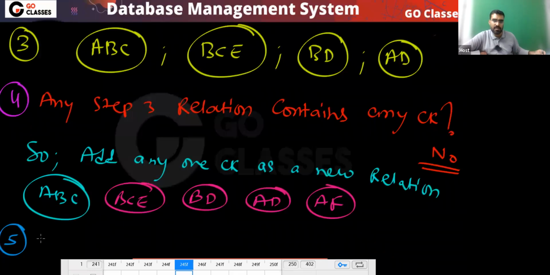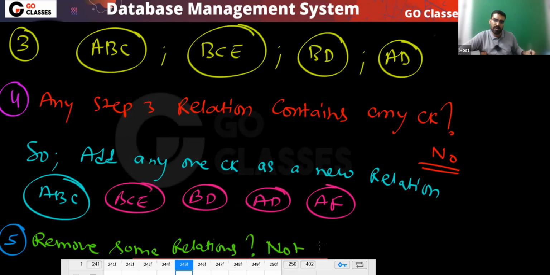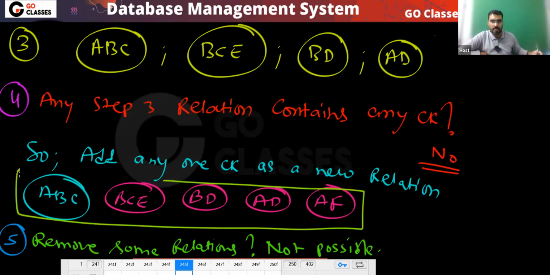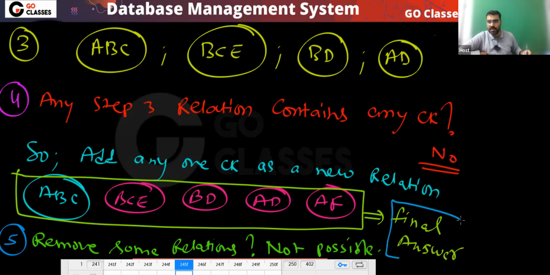Can you merge something? Can you remove some relations? The answer is not possible. Here, removing some relations is not possible. So your final answer will be this. Of course, you can get many different relations.